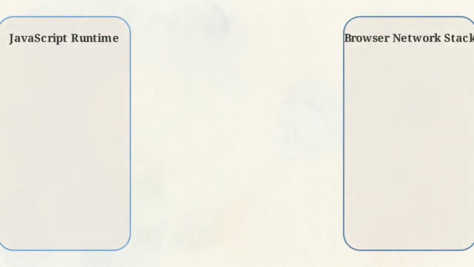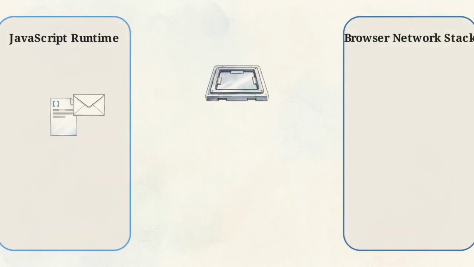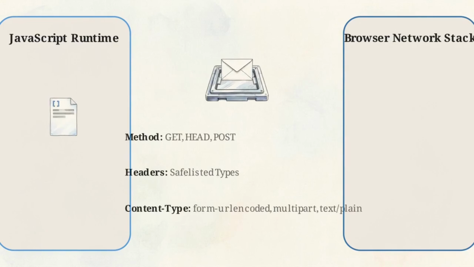We examine the boundary between the JavaScript runtime and the network stack. The stack inspects outbound fetches for simple request status. First, the method must be GET, HEAD, or POST. Then, headers must contain only safe-listed types. Finally, the content type must be form URL encoded, multipart form data, or text/plain.